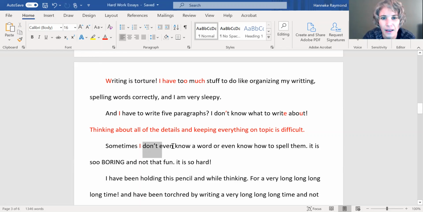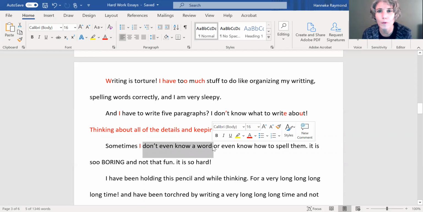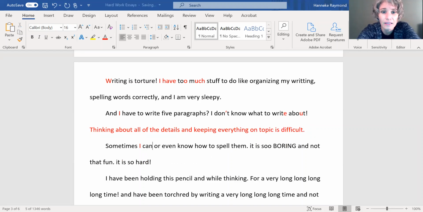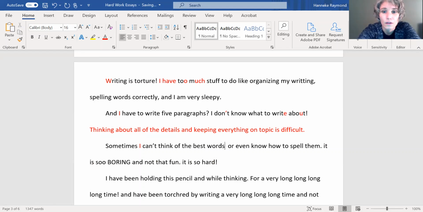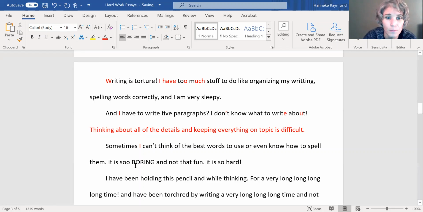Sometimes I think what she's saying is she can't think of those good words. Remember, we're talking about general to specific, and we were talking about using words that really paint a picture in your reader's mind. So sometimes I can't think of the best words to use or even know how to spell them.